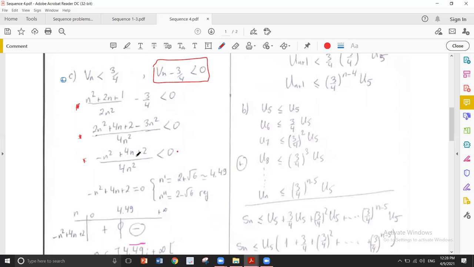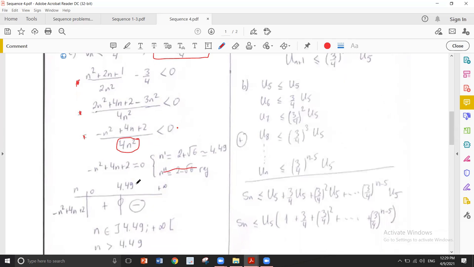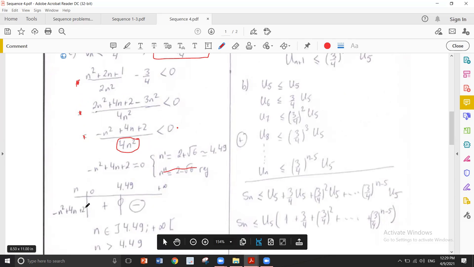Now minus n squared plus 4n plus 2 equal to 0. I take the numerator since I had a positive. I need it negative, second degree negative. I take minus n squared plus 4n plus 2 equal to 0 using the calculator, second degree. n prime equal 2 plus radical 6, which is 4.49. n double prime is 2 minus radical 6, which is rejected, since n is a natural number, it's positive. So by using the calculator, we get 4.49.